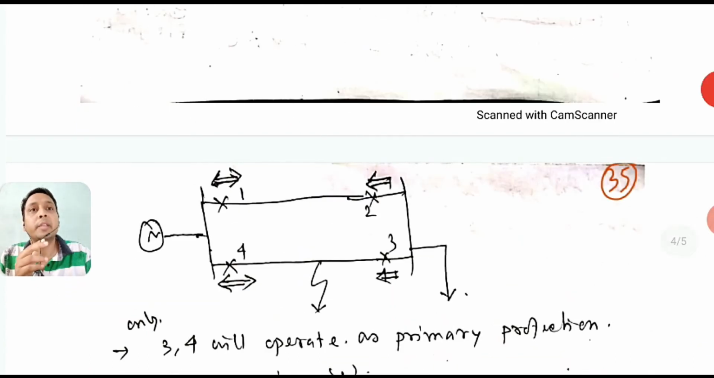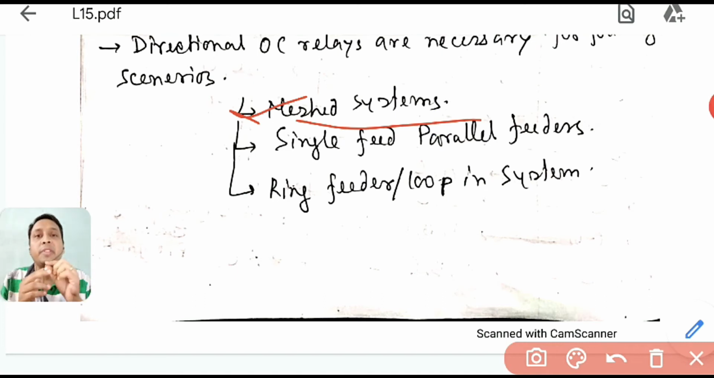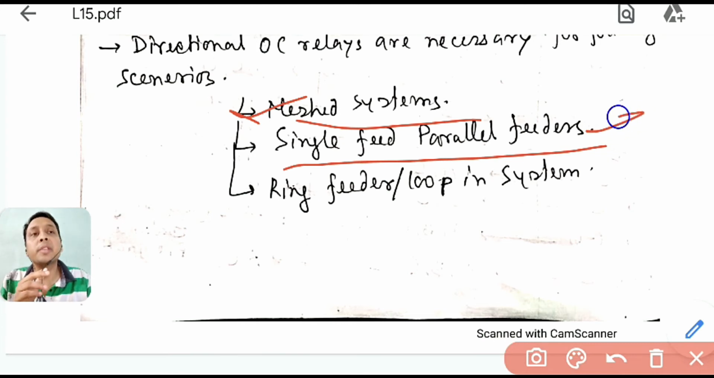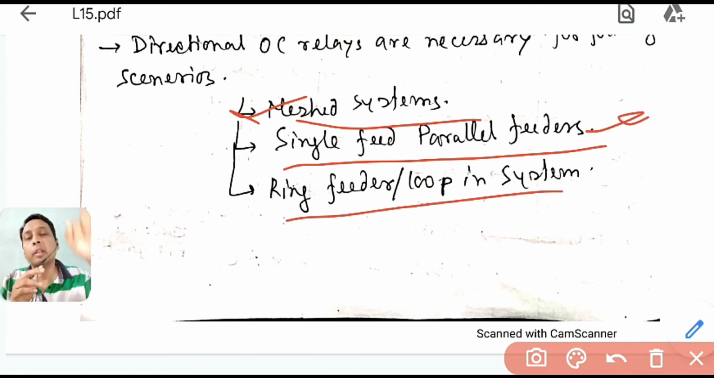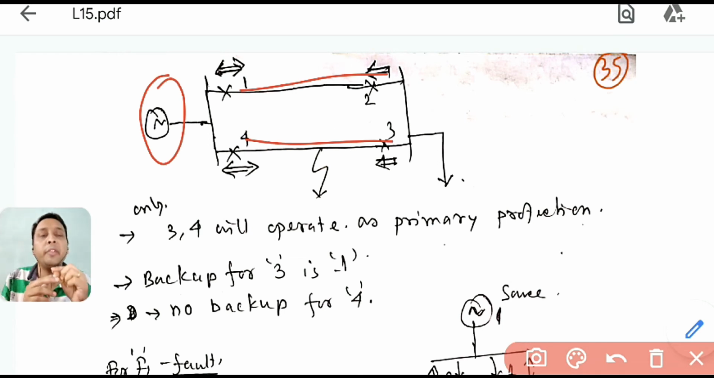What are the cases where it is used? It is used in meshed systems. If it is an interconnected system, where power is fed from both sides or 2-3 sides, they call it a doubly fed system, like your earlier example. Then the single feed parallel line, which we will discuss, and the ring feeder, where a loop is formed in the system. This is a single feeder but a parallel line, with 2 parallel feeding options.